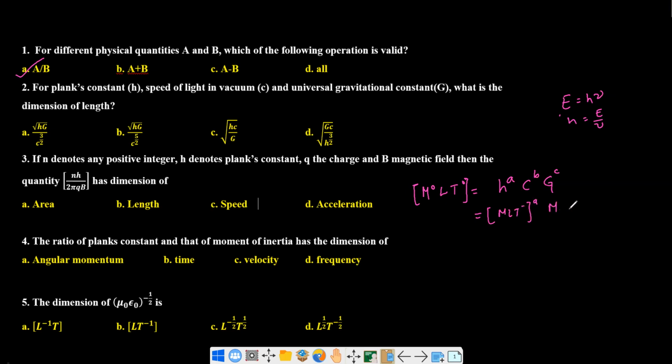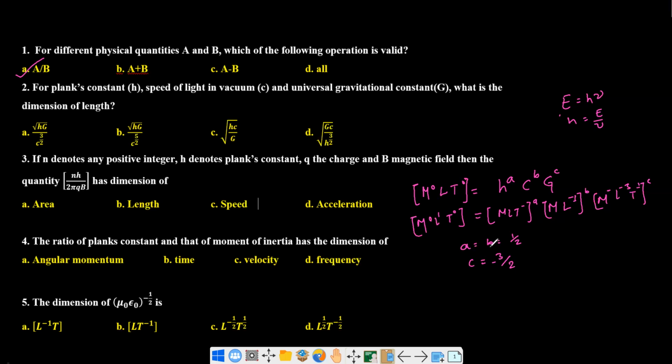and the velocity is M L minus 1 to the power b, and G means obviously M to the power minus 1, L to the power 3, and T to the power minus 2. If we utilize this, then you can easily obtain the values of M0, L1, and T0. Just utilize the concept of homogeneity. You are going to get a equals 1 by 2, b will be equal to minus 3 by 2, and c will be equal to 1 by 2.